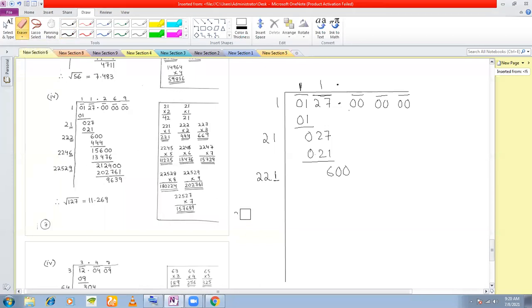What if I put a 2 instead of 1? 222 into 2 will become 444, still less than 600. Let's try with 3 also. 223 into 3 gives 669. Now 669 is greater than 600. So therefore, which digit should we put? We should put 2 here because 222 into 2 is 444, just less than 600. So we write a 2 here and we put 444.